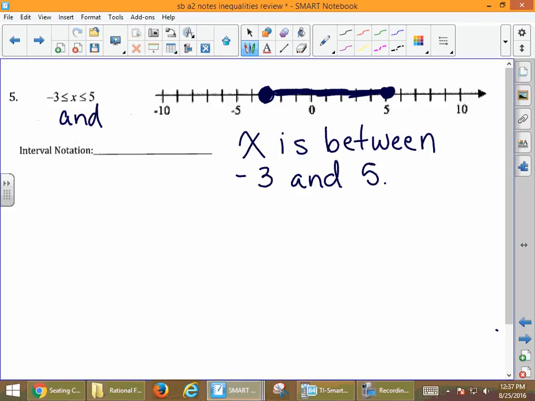Now, for interval notation, when we write this, we've got equals for both. Start with the smallest value. -3 is smaller than 5. And since both of those values have an equal beside it, we're going to put a bracket on both. No infinity on this one. You're limited on this one because we have a starting point and we have an ending point.